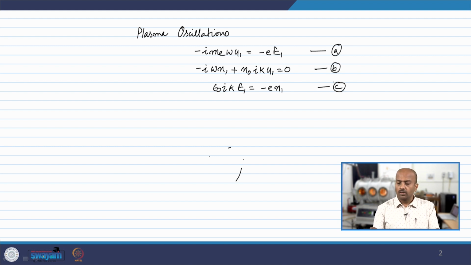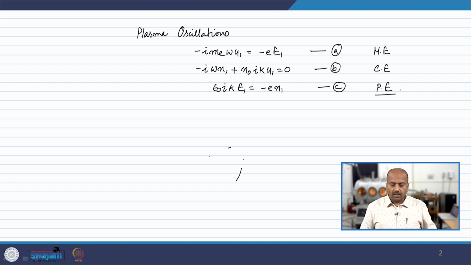Just to recall, equation A was obtained from the momentum equation. The second equation was obtained by using the perturbation variables in the continuity equation, and the third one, equation C, was from the Poisson equation. Now, the task is to couple these equations and try to understand how we get the dispersion relation.